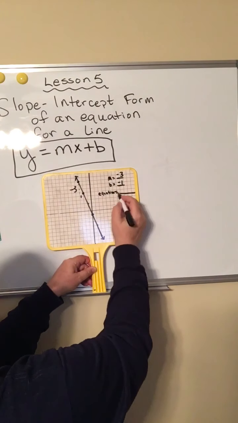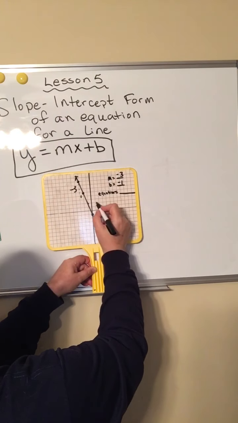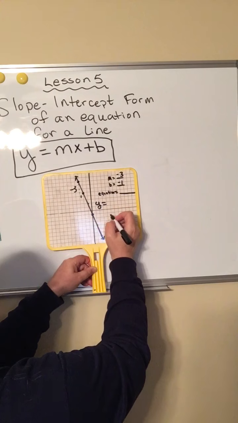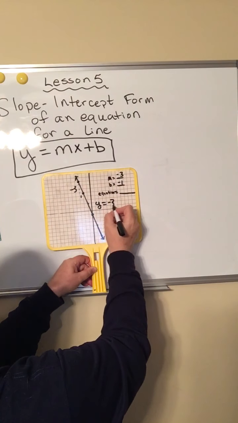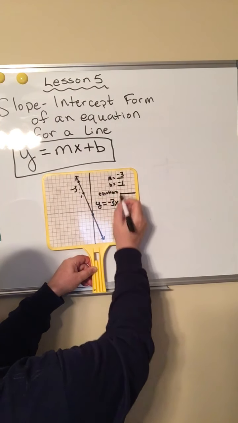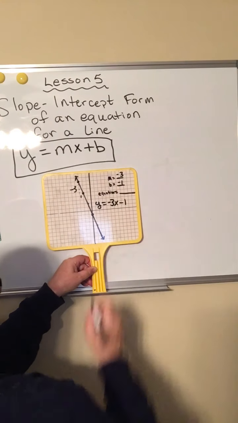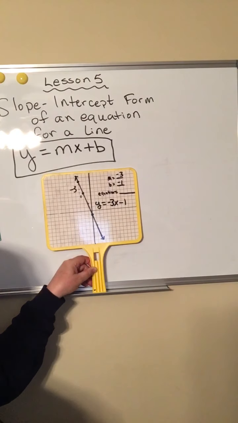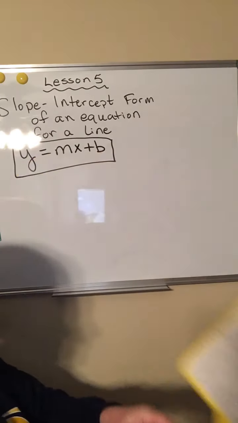And now we can write our equation. I'm not going to write it on that line. I don't feel like I have enough room. So I have y equals mx plus b. Well, it's a negative number, so I'm going to put -1. And there we have our equation. Let's do another one.